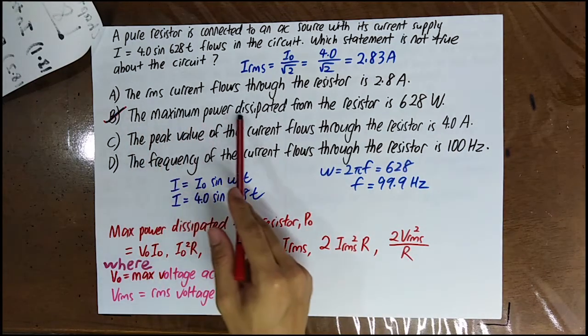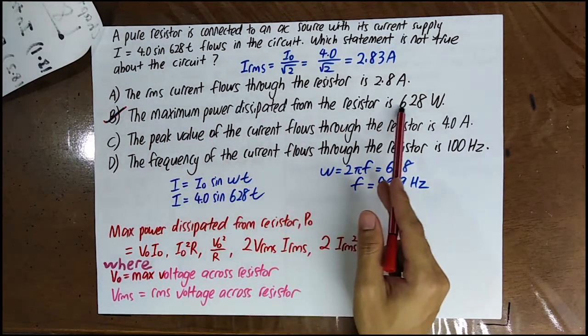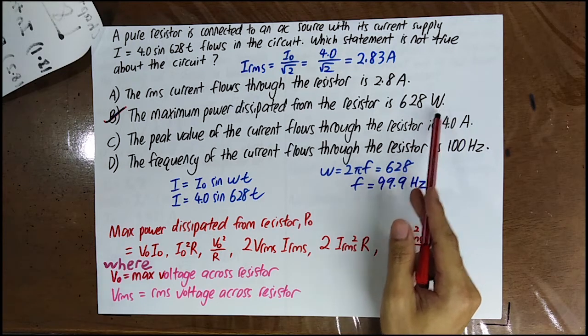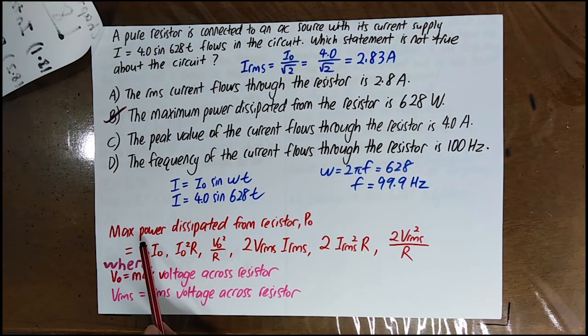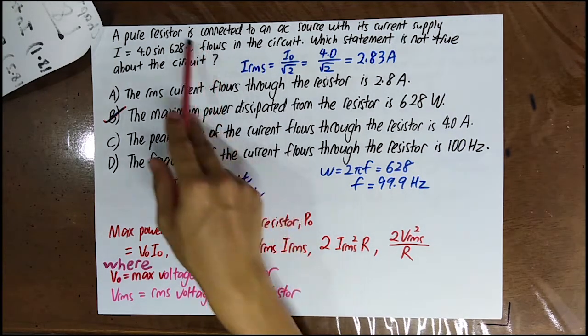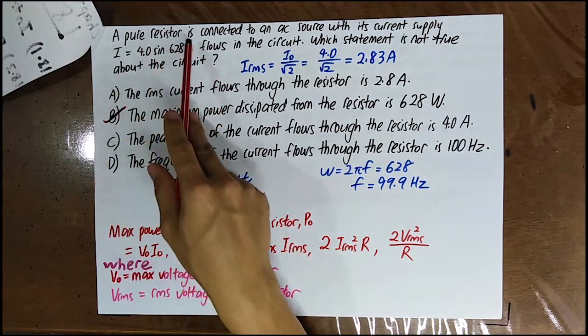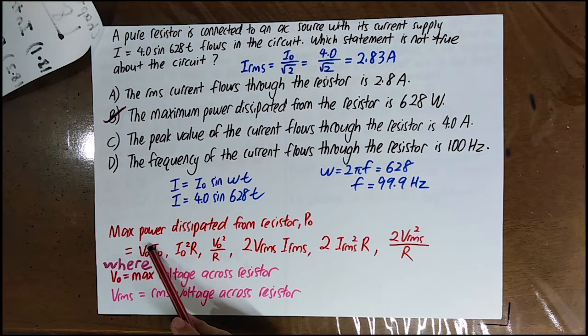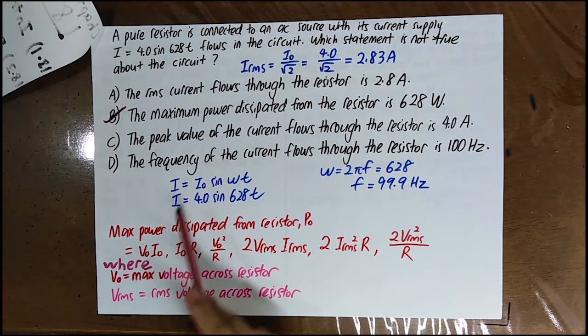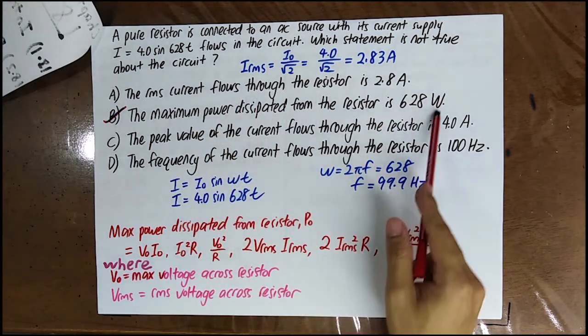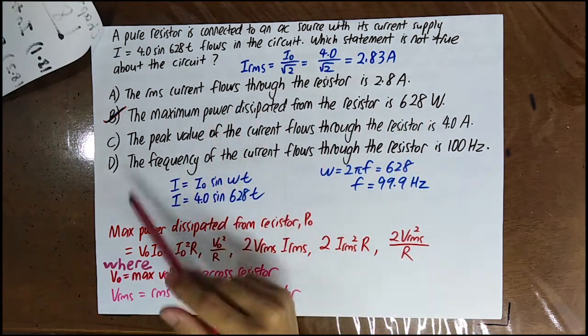The maximum power dissipated from the resistor is 628 watt. Okay, you still remember the formula for the maximum power of the resistor? That means P0 equal to V0 I0. But in this question, you are only given the I. You totally did not know about the V. So of course, you have no information of the power.